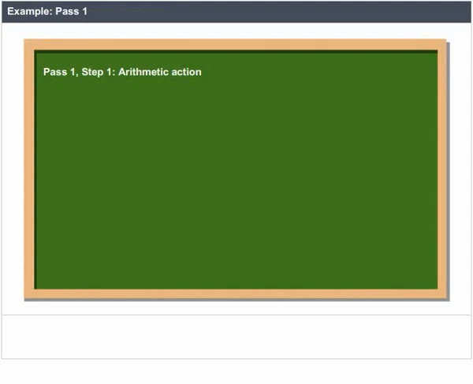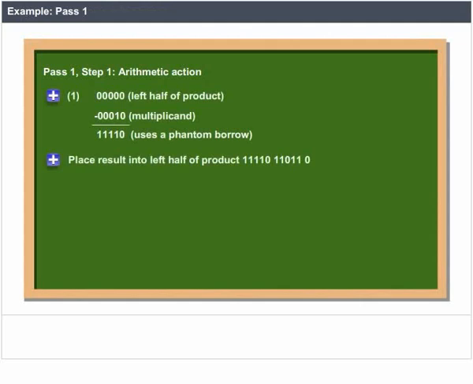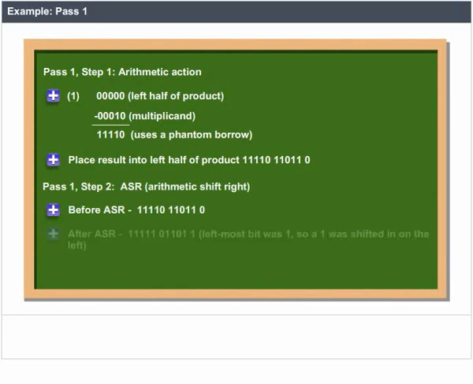Example, Pass 1, Step 1, arithmetic action. Place the result into the left half of the product: 11110, 11011. Pass 1, Step 2, ASR, arithmetic shift right. Before ASR: 11110, 11011. After ASR: 11111, 01101, 1. The leftmost bit was 1, so a 1 was shifted in on the left. Pass 1 is complete.